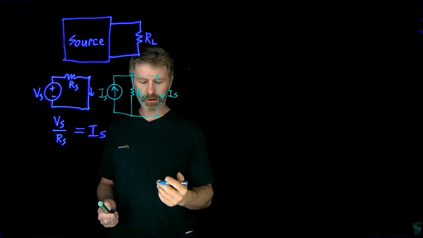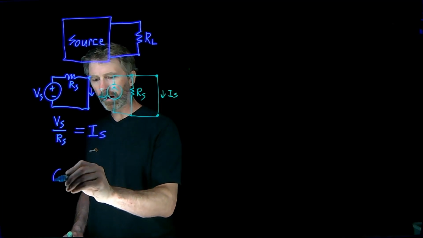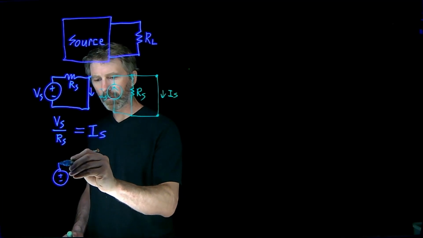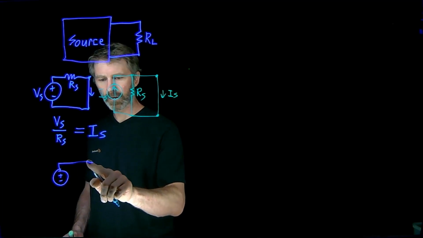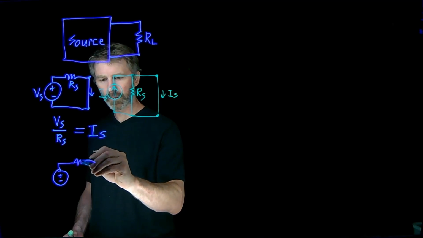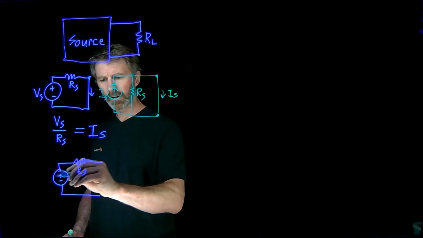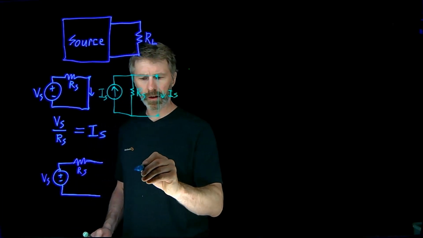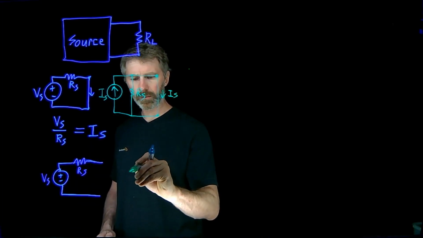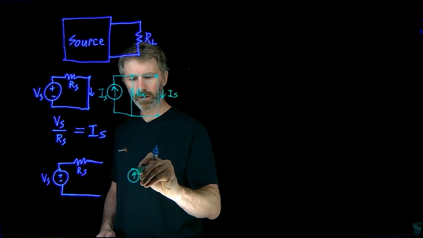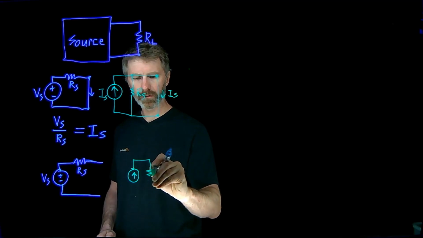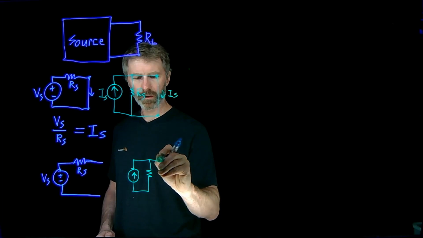And now let's look at the other extreme, where we have those two sources. Can't forget that internal resistance. So Vs and Rs, and over here we have the current source and Rs.